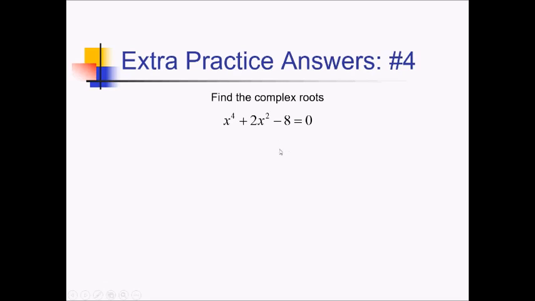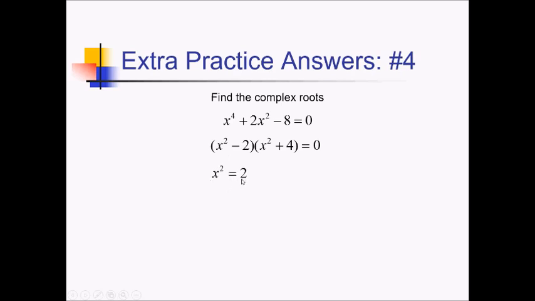So I can split this up into x squared minus 2 and x squared plus 4. Setting each of these equal to 0 and solving, if x squared minus 2 equals 0, then we can add the 2 and say x squared equals 2.